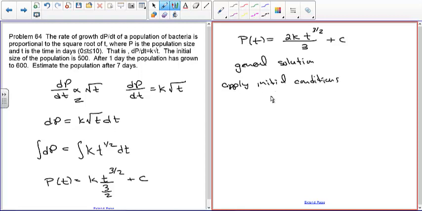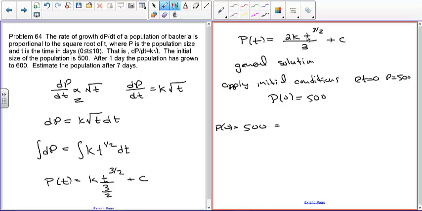So what that says is p of 0 equals 500. The initial size of the population is 500. Initial means t equals 0. So we could say at t equals 0, p equals 500. Okay, so p of 0 equals 500.